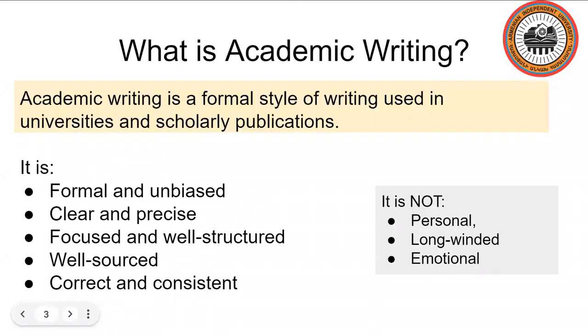The first thing that we are going to talk about is what is academic writing and why do students really need that? So academic writing is a form of style of writing used in universities and scholarly publications.